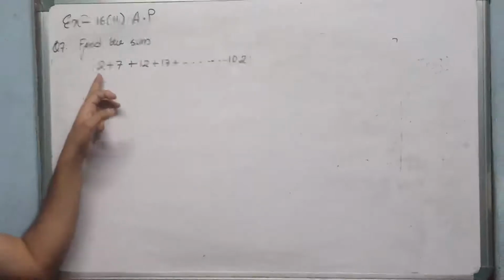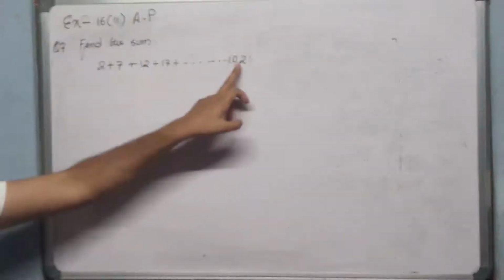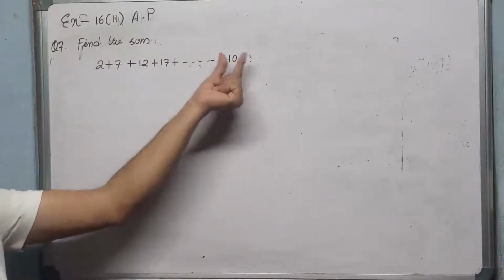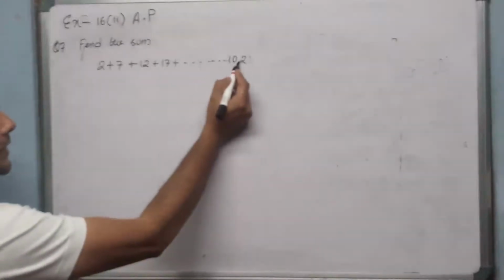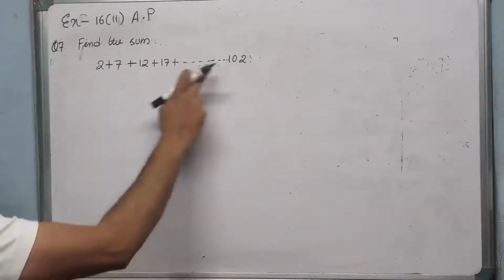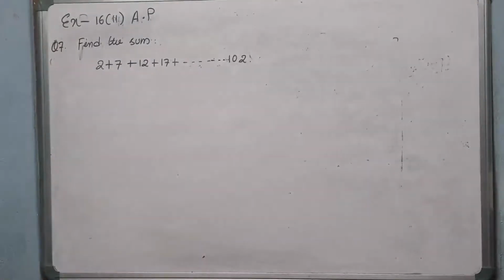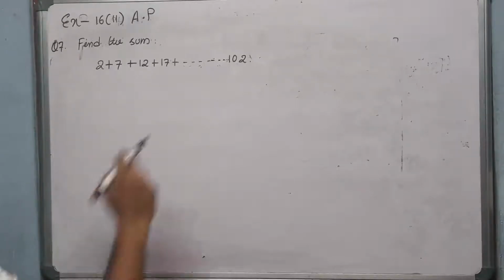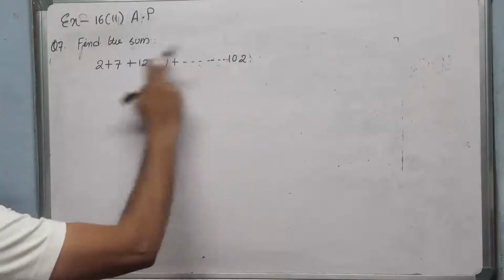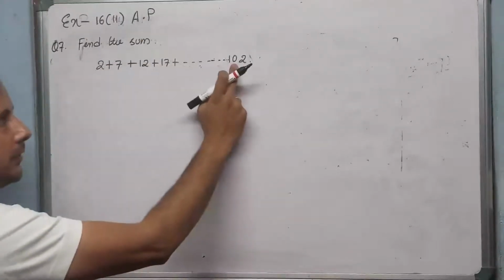Just say 2, 7, 12, 17 up to 102. That means in this case, if the number of terms is not mentioned, 102 is the last term. In the previous question, we know that the value of n was 40 terms. But over here 102 is not the value of n. First term is 2 and the last term is 102.